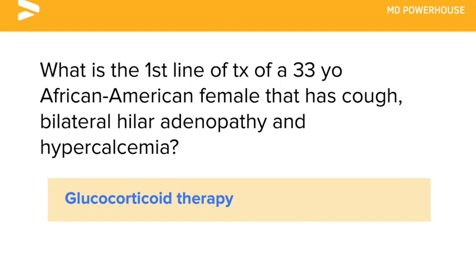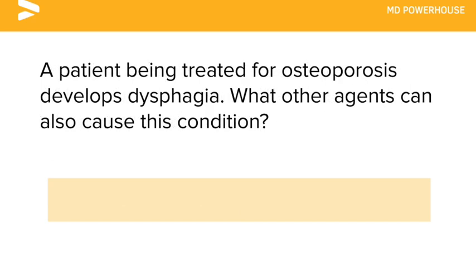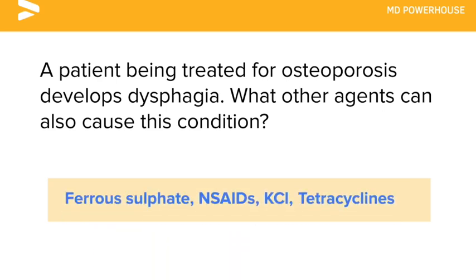A patient being treated for osteoporosis develops dysphagia. What other agents can also cause this condition? Ferrous sulfates, NSAIDs, potassium chloride, and tetracyclines. So in a patient being treated for osteoporosis, they could be getting bisphosphonates, which causes patients to develop pill-induced esophagitis. So this question requires you to know that and be able to relate it to other agents or medications that can also cause pill-induced esophagitis.